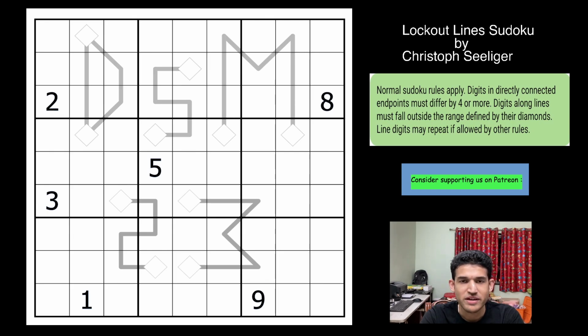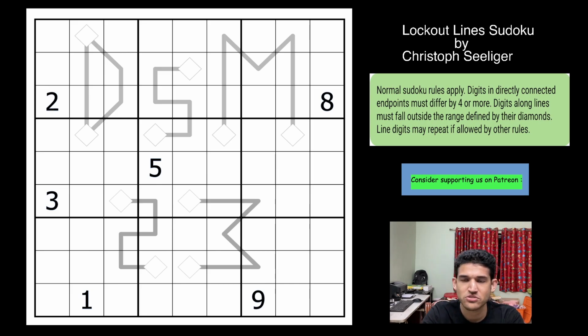I'm here to solve a Lockout Lines Sudoku created by Christoph Seeliger. This Sudoku was created probably to announce that the German Sudoku Championship qualifiers is happening from 20th to 23rd on the Logic Masters Germany portal. It is a 2-hour contest and it starts at 12 hours local time on 20th and ends also at 12 hours. I'm not sure, you can check the instruction booklet.